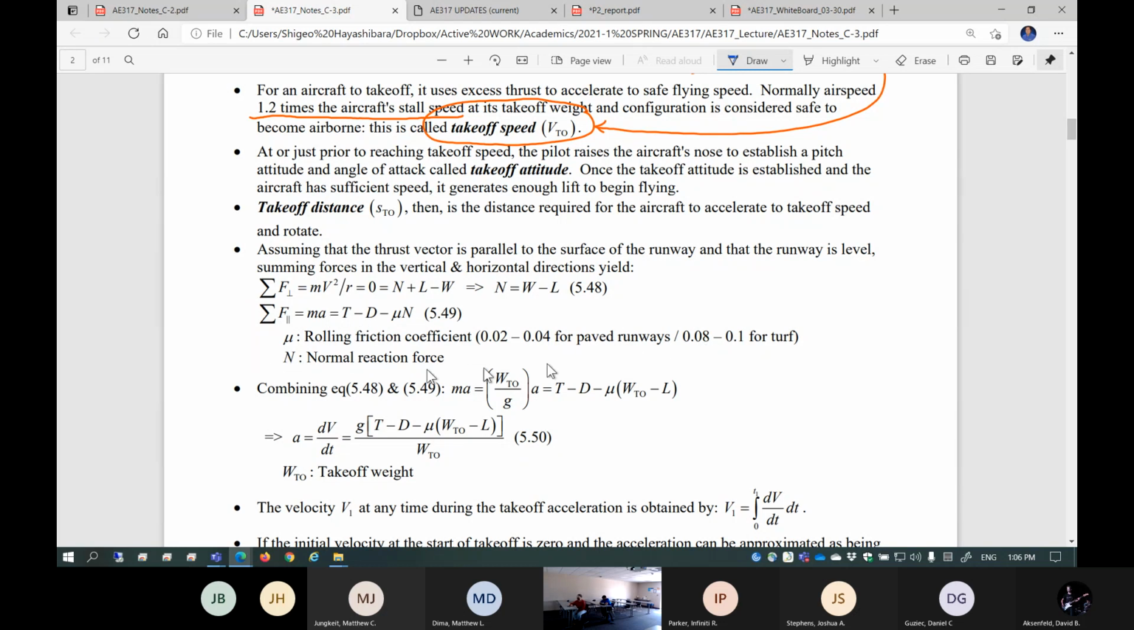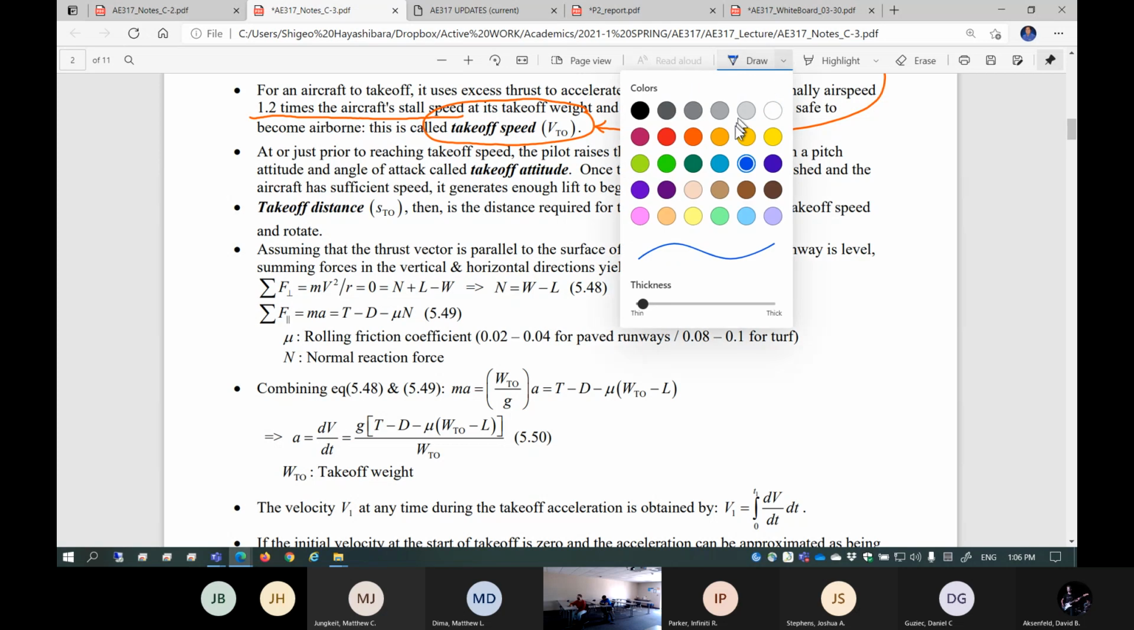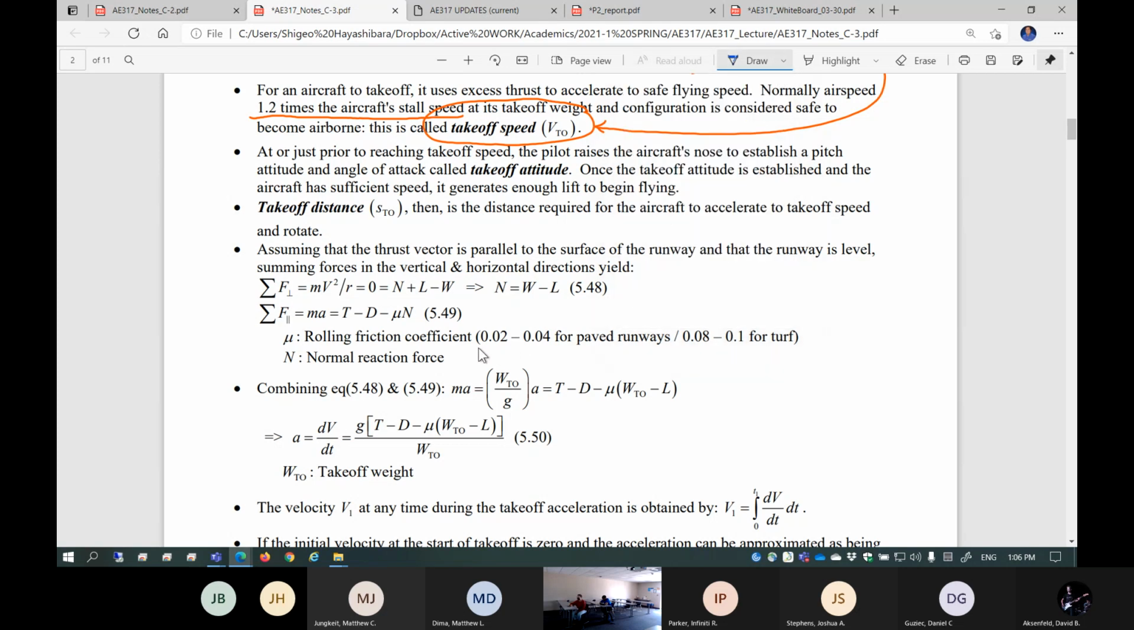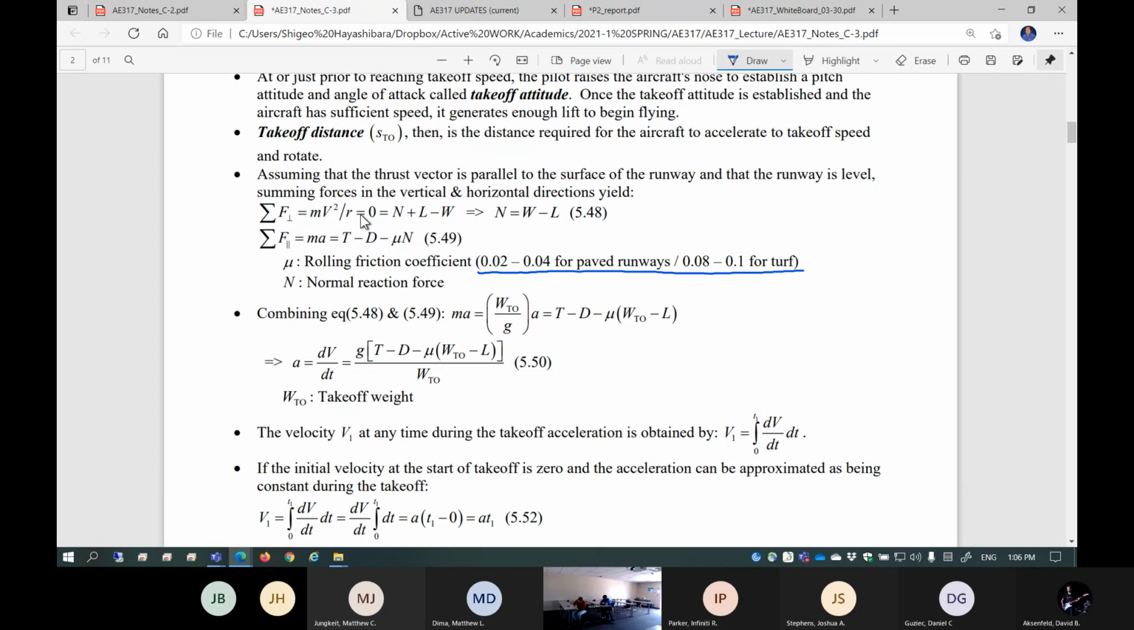Now you need to consider the rolling friction coefficient because your airplane is touching the ground. The friction coefficient depends on the condition of the surface: 0.02 to 0.04 for paved runways, 0.08 to 0.1 for turf, and of course on a rainy day on concrete, you have a different value. So the rolling friction coefficient comes into play here. We are going to combine those two equations. You plug in N equals W minus L right here, and you get this equation. This is the acceleration during takeoff.